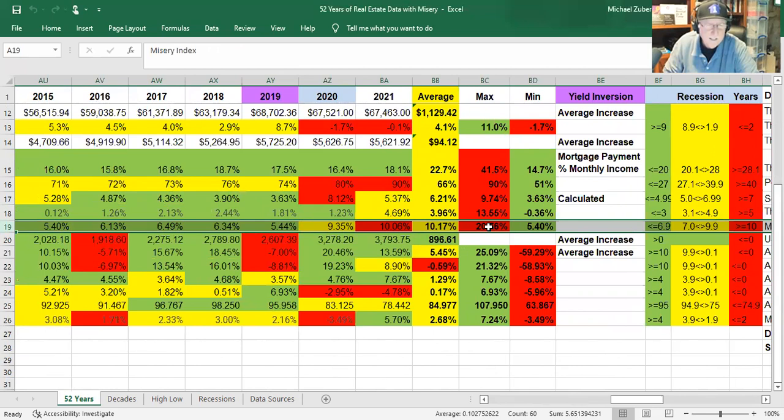So I've looked at this, and my general feeling is if it's double digits, it's a problem. It's bad. If it's in the teens, it's really bad. And then anything single digits, generally speaking, it's okay. But John now is giving you the min and max for 52 years.